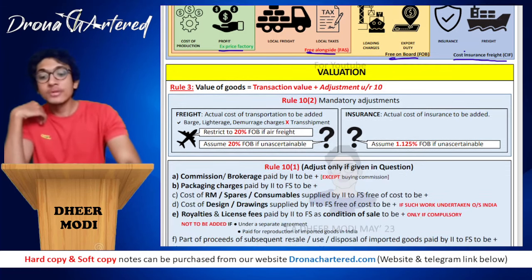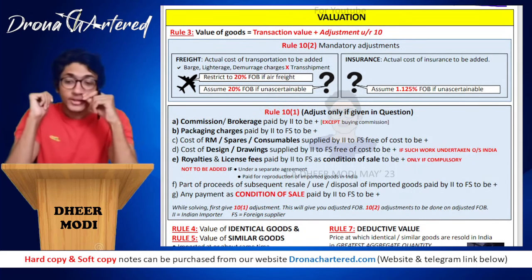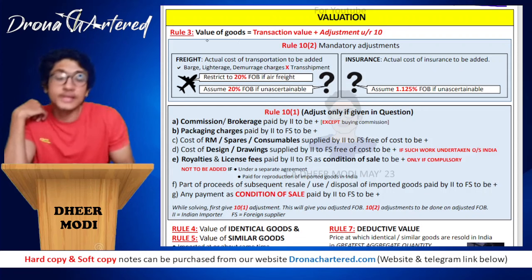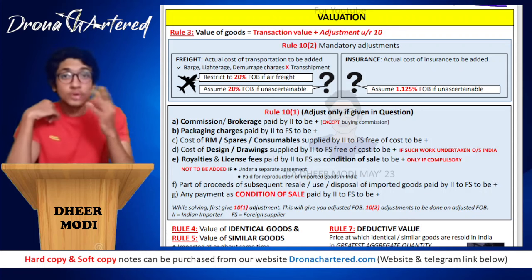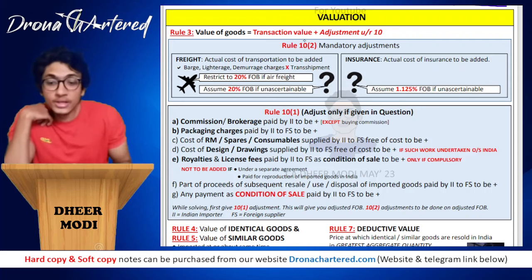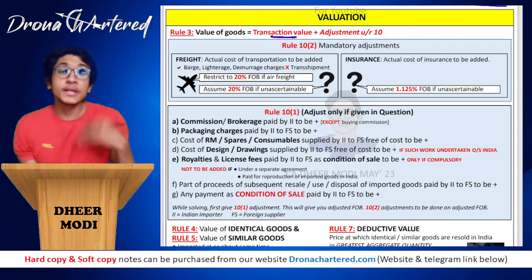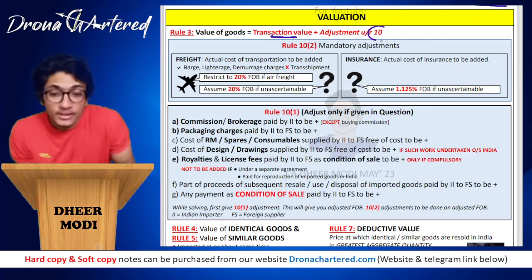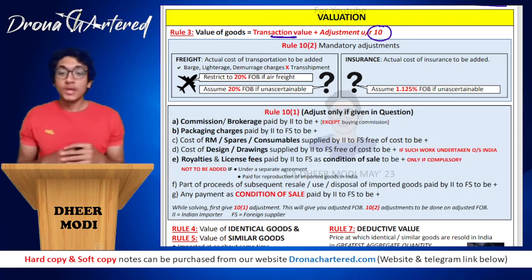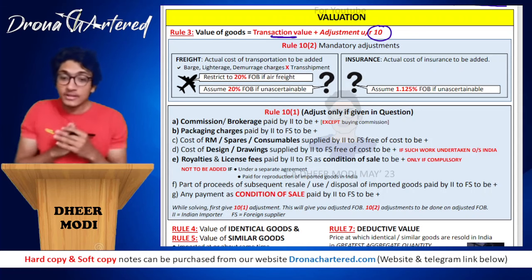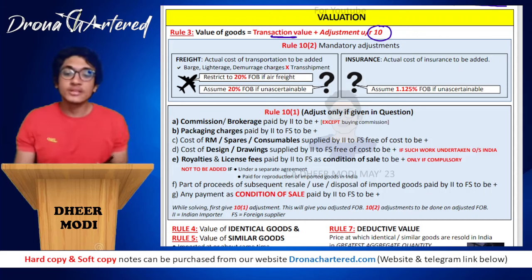Now coming to the valuation part. Valuation is a little tricky, but it is very much manageable. Under valuation, that is your Rule 3, the value of goods for the purpose of calculating import duty is the transaction value, that is the value at which the transaction has already taken place, plus certain adjustments under Rule 10. There are two types of basic adjustments under Rule 10: one is mandatory adjustments, and second is adjustments only if actually incurred or only if actually given in the question.